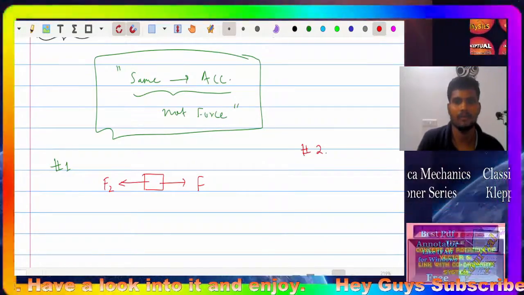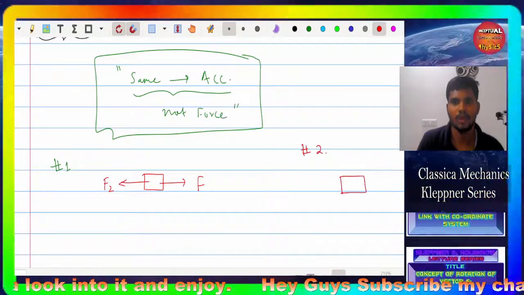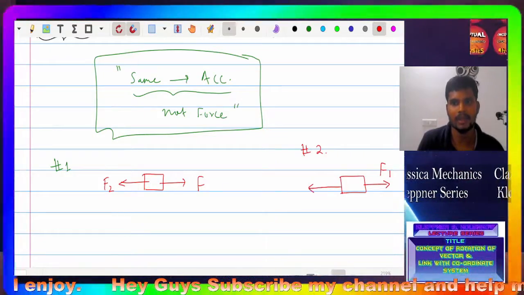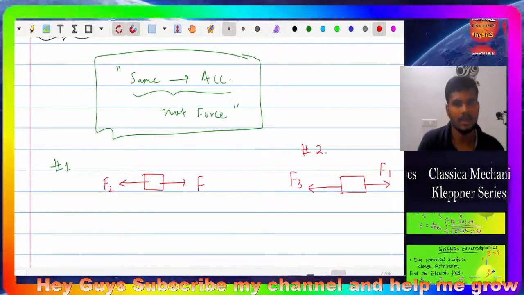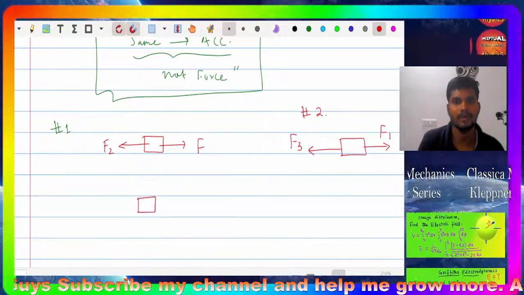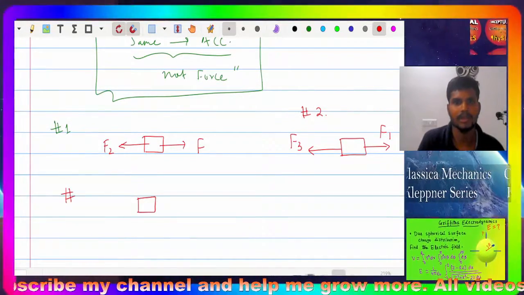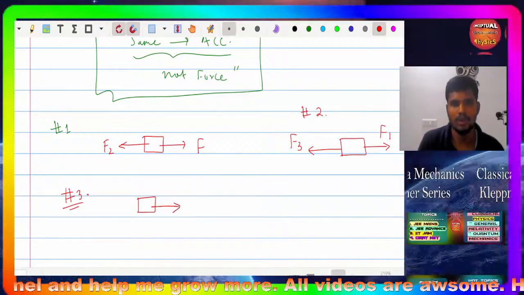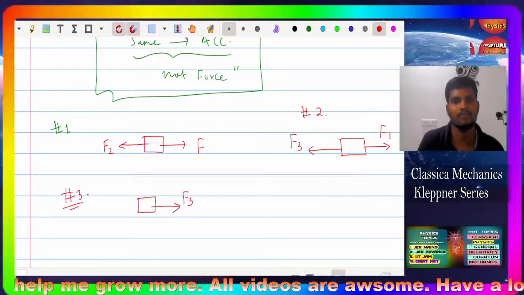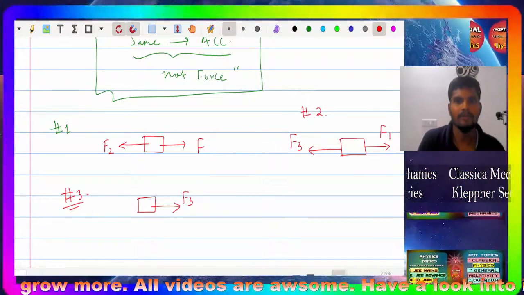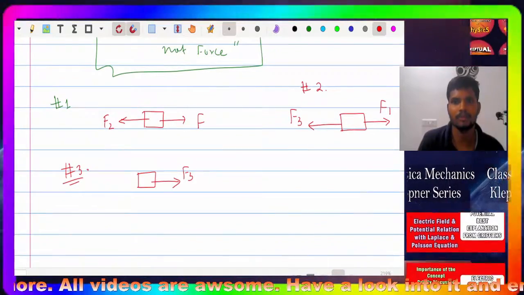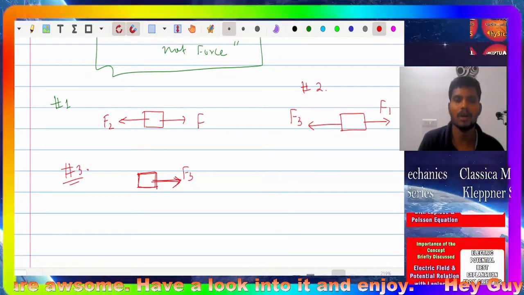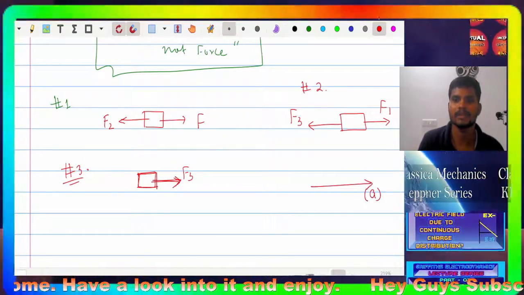Similarly, what happens to coach 2? Coach 2 is pulled by coach 1, and it is also pulled by coach 3. Now what happens to F3? Coach 3 is pulled by coach 2 with some force F3. That is the same force, F3. Now everything has mass m, so we will start first, because here we have only a one directional force, F3, and the whole cart is moving in this direction with acceleration a.